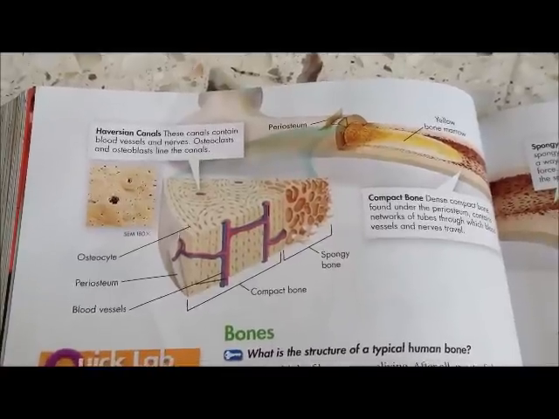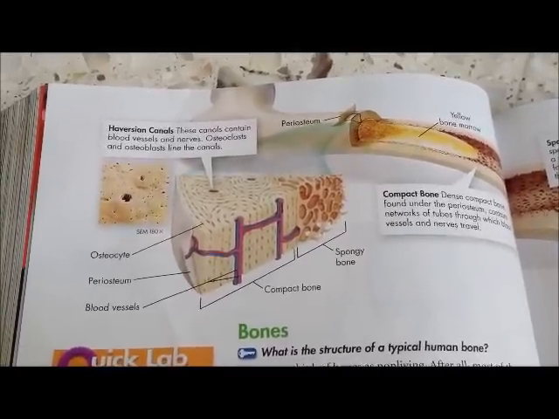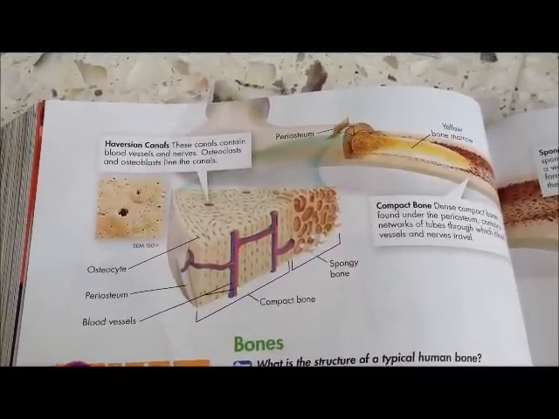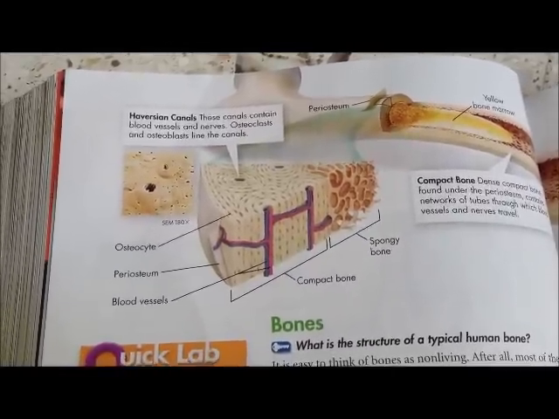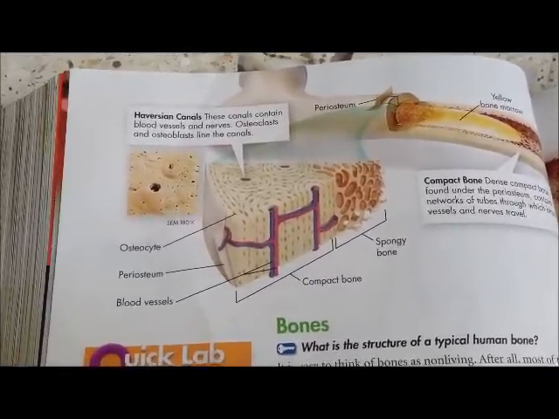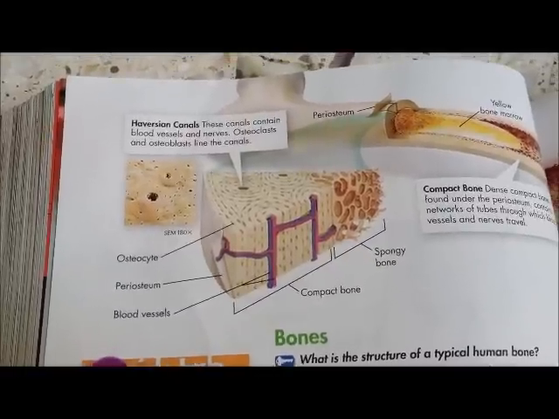I'm going to talk about the bones. What is the structure of a typical human bone? Bones are a solid network of living cells and protein fibers that are surrounded by deposits of calcium salts.